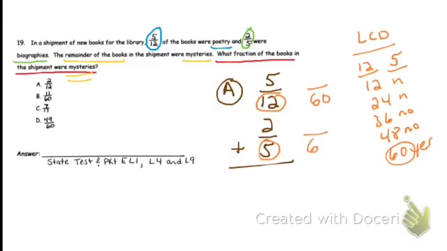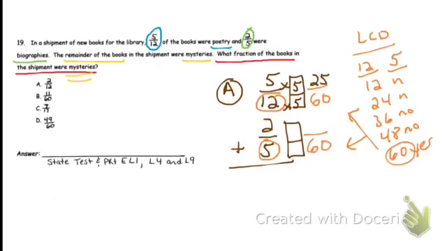Make a fraction bar, put a 60. Make my next fraction bar, put a 60. And this is where I got them from, my LCD. Put my window boxes to set myself up. Let's look at the top fraction. 12 times what equals 60? Well, I know that 12 times 5 equals 60. Whatever I do on the bottom, I must do on the top. So 5 times 5, and I'll solve it. I get 25. So 5/12 turned into 25/60.